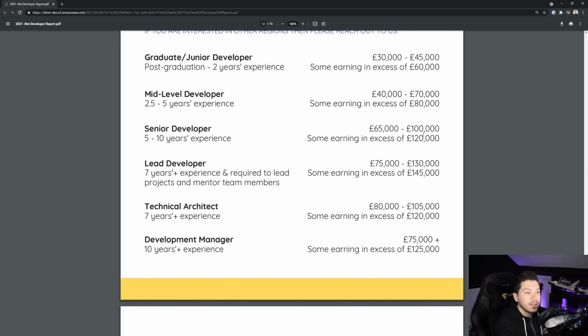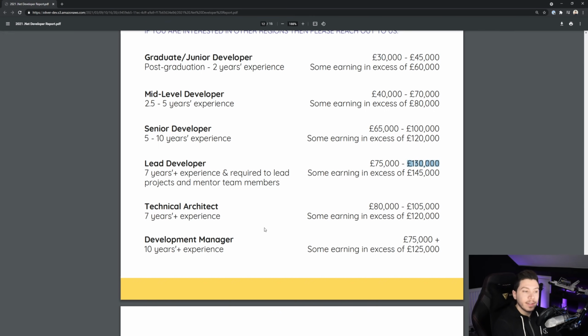65 to 100 for seniors. Again, those are reasonable numbers. 120 is a bit excessive, maybe hedge funds again. But I don't think this takes into account bonus, by the way, or anything. This is just base salary. Lead 75 to 130, 145. We're treading towards the more niche to be on the higher range, but I can see 75 to 120 for lead developers. And then the same for technical architects and development managers. It does make sense. And obviously you don't have people like VPs or CTOs that are even higher than that.